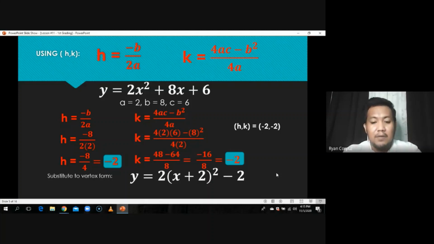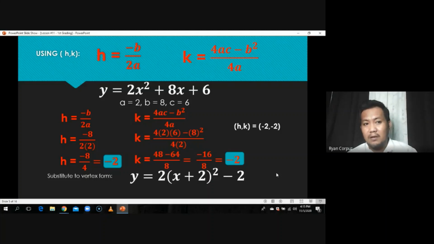So kahit na ginawa natin yon, ginamit natin yung another way to transform general form of the quadratic function to vertex form, still we come up with the same answer. So ganun din yung nakuha natin sagot.